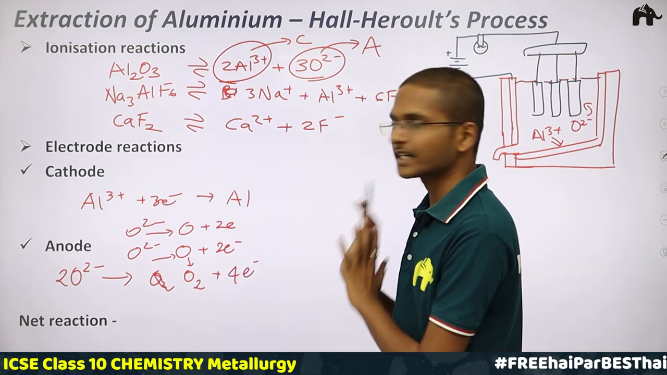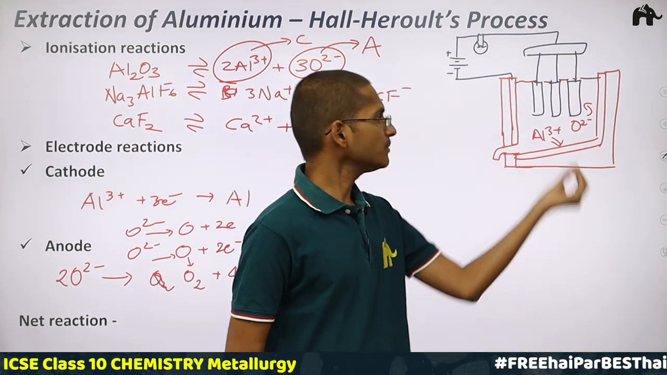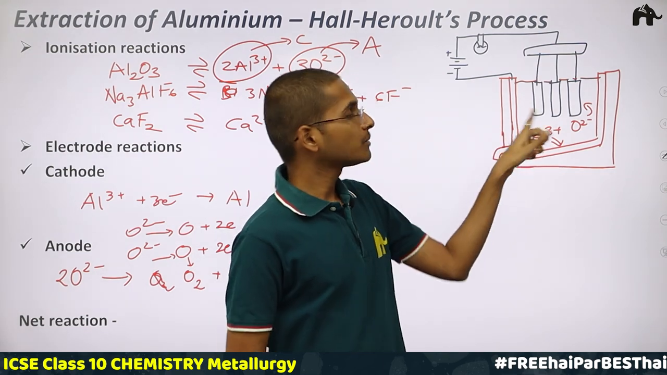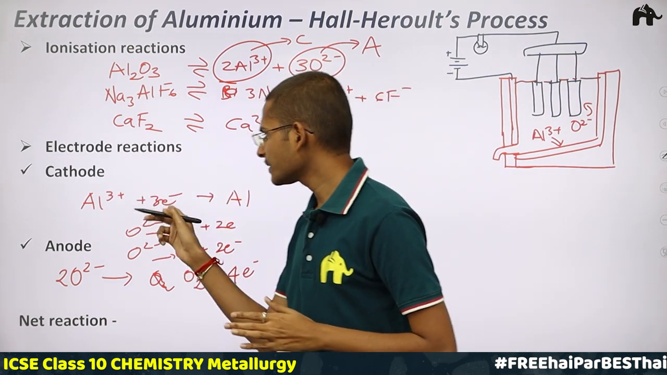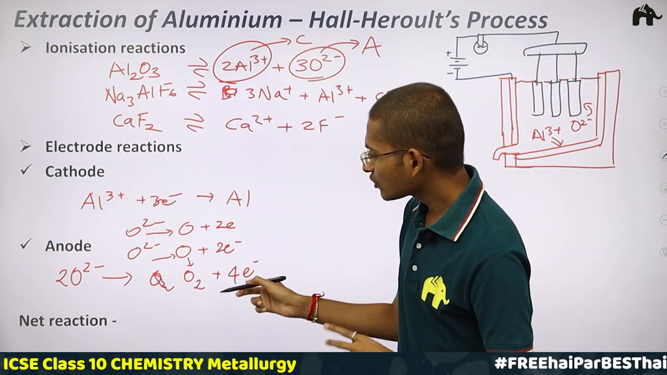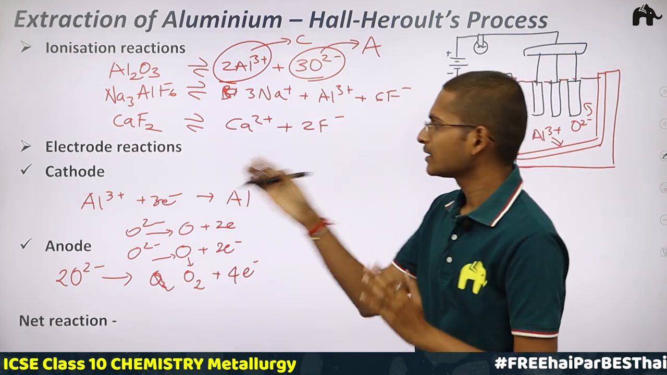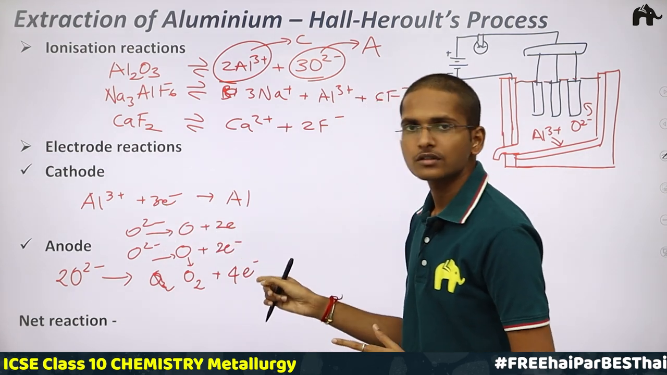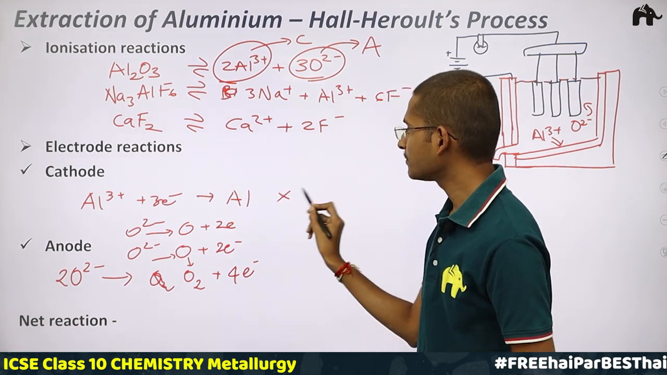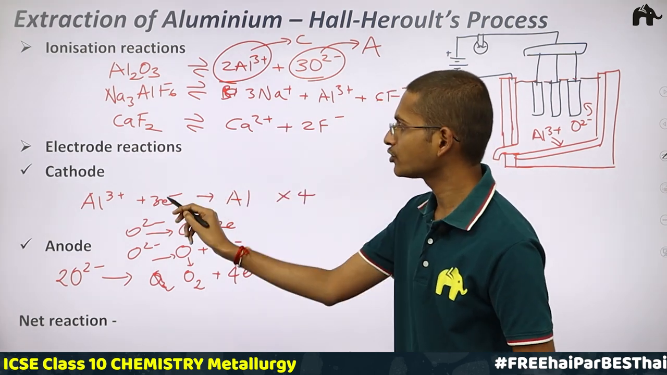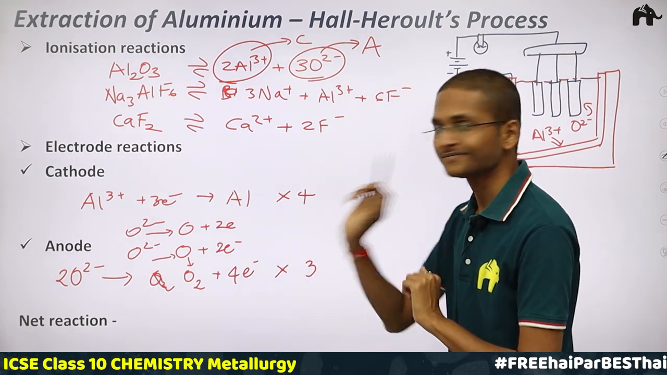Very simple, right? But the rule here is that in electrolysis, the number of electrons given up by the cathode is always equal to the number of electrons gained by the anode. Here, the number of electrons given up by the cathode is 3 and the number gained by the anode is 4. It is not the same, so we need to make it the same. What would be the common number for 3 and 4? 12. So 3 4s are 12: I multiply this equation by 4, so it forms 12 electrons, and I multiply the other by 3, so it also forms 12 electrons.